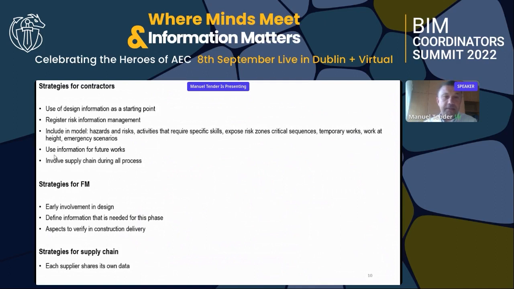And for facility managers, it's also important in this case to be involved in the design phase. It's one of the gaps in lots of countries, that they are not called for the design phase, and then we face some problems when we go to facility management. In terms of the supply chain, it's very important that each supplier shares its own data.